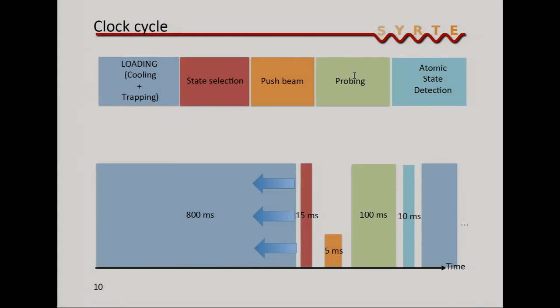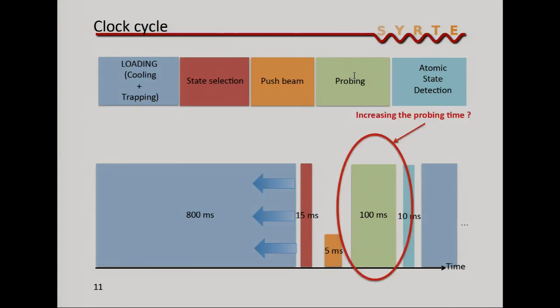One can ask, what about this probing time that could be increased? Because of course, if we increase our probing time, the spectroscopy would be narrower. But in our case, we notice that by increasing this probing time, the lifetime of the atoms in the lattice started to be limited for us and producing atomic fluctuations that had a direct influence on our stability.